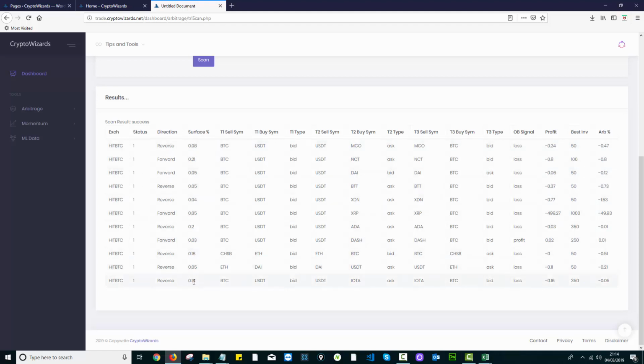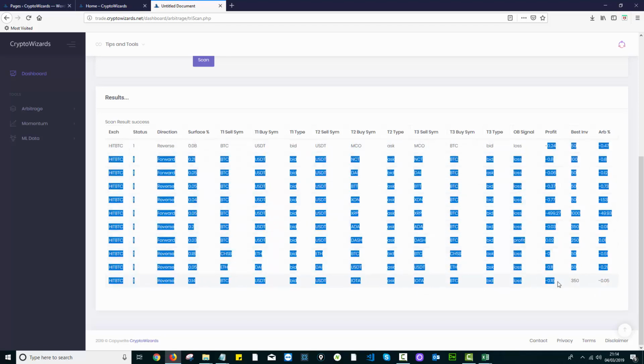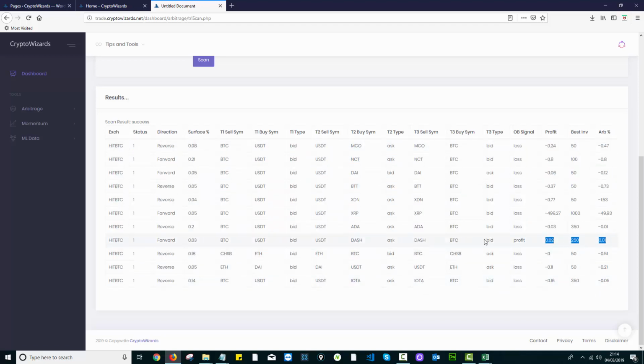So here's what the arbitrage opportunities are on the surface, and here's in reality what you'd make in profit. There's only one that's actually, I mean, it's just profitable. Well, of course you wouldn't trade any of these, but what does this help with?